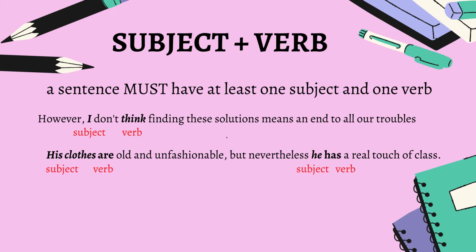"His clothes are old and unfashionable, but nevertheless, he has a real touch of class." His clothes and he are the subjects, are and has the verbs. Pay attention to the fact that here, we are not talking about imperative sentences. Although in many languages, Portuguese, Italian, Spanish, for example, it's very common to omit subjects, in English, that is not grammatically accurate, so be careful and pay attention to how you structure your sentences.